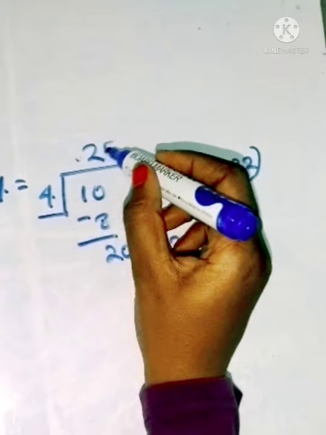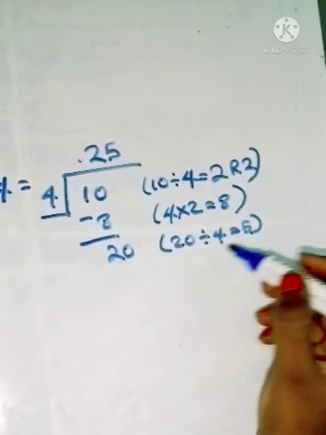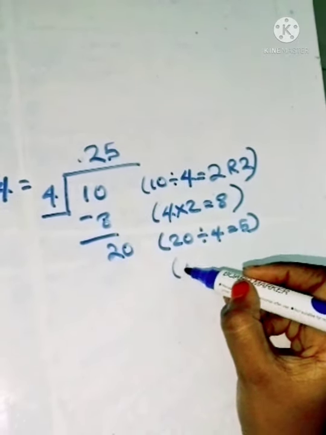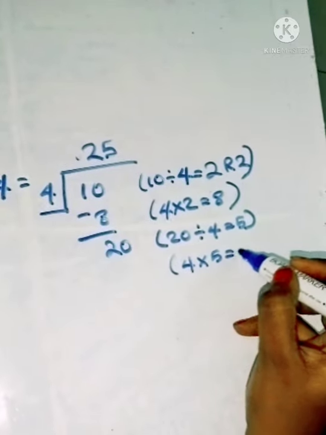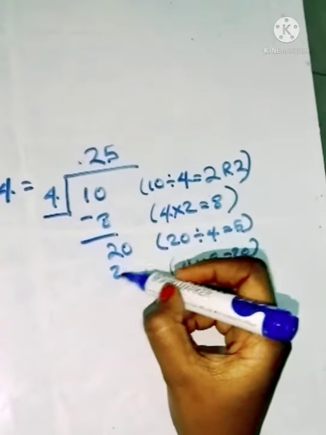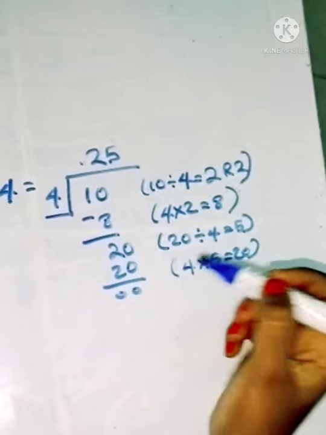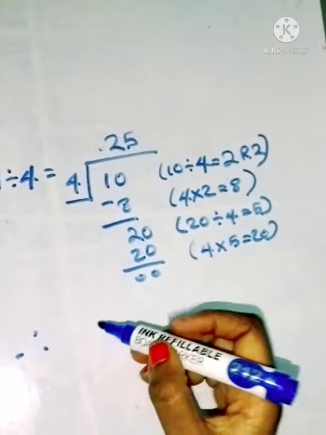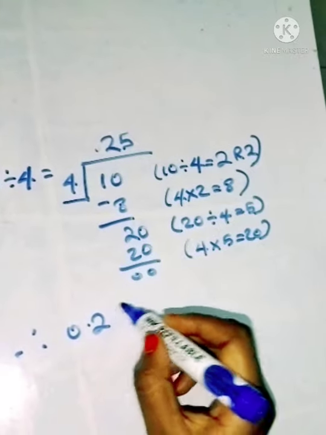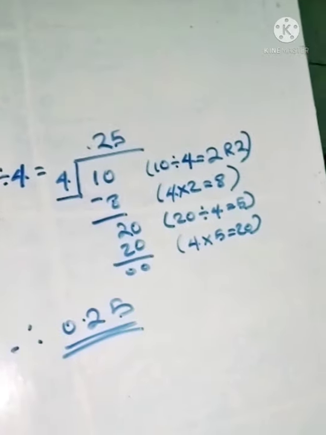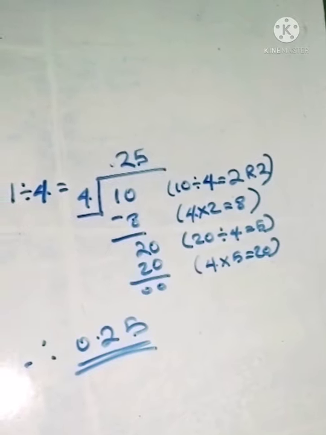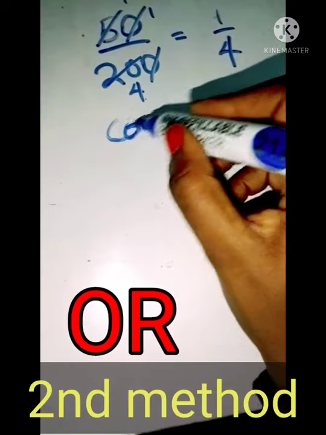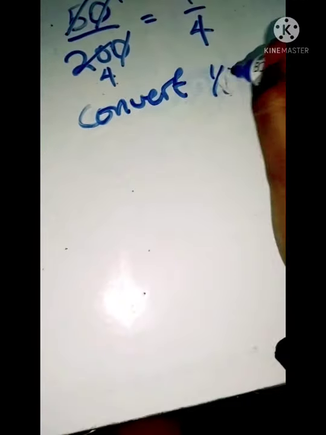So you write 5 up. Then 5 times 4 will give us 20. So we'll write the 20 under this 20 and subtract, giving us 0. And now we have our decimal, which is 0.25. Or we can use the second method.